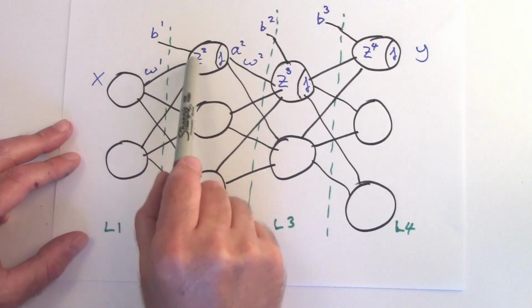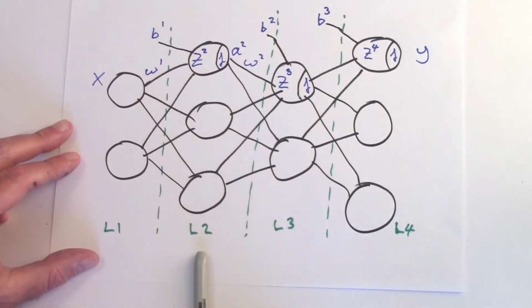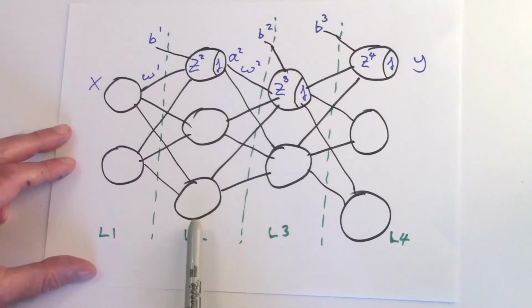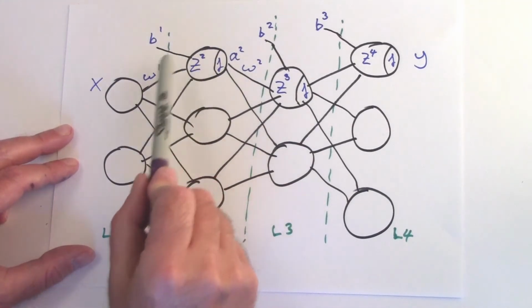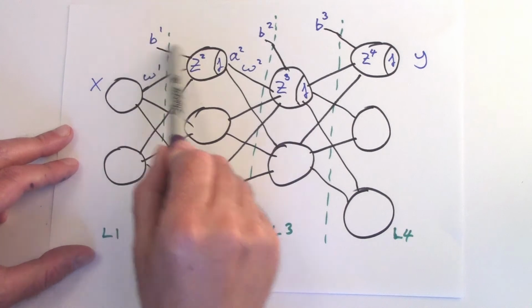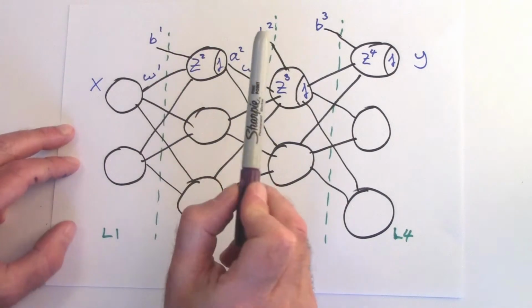I'm also showing for layer 2 there's 3 neurons here, as you can see. The inputs are the sums of what's coming in from the previous layer, including a bias term.